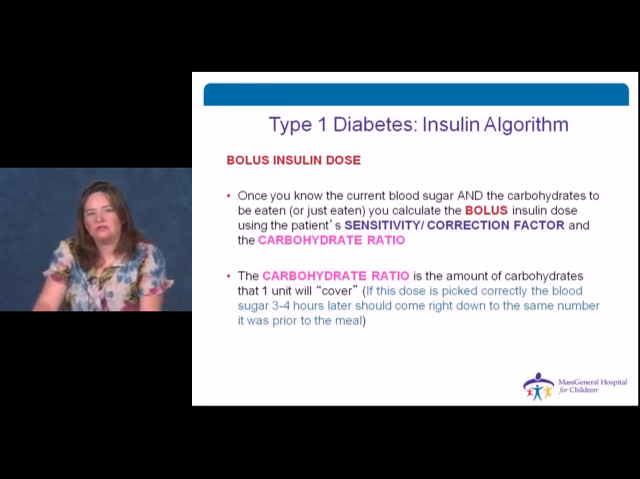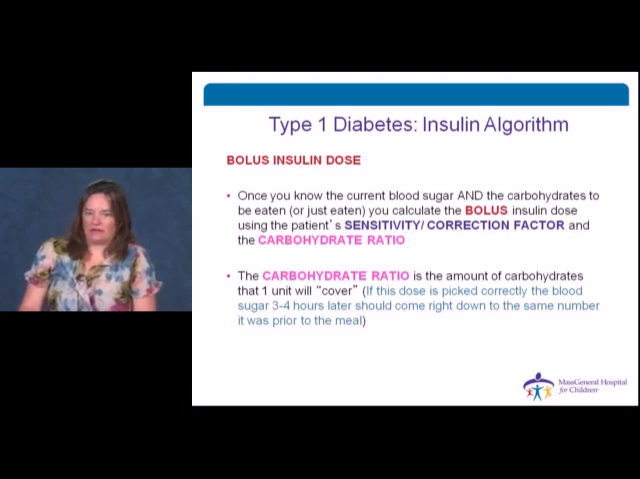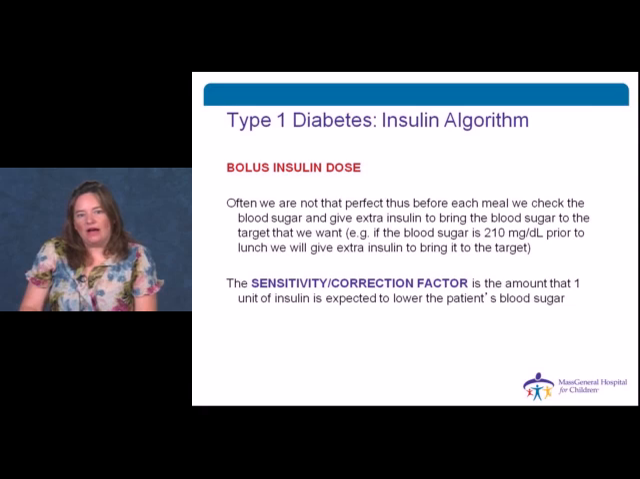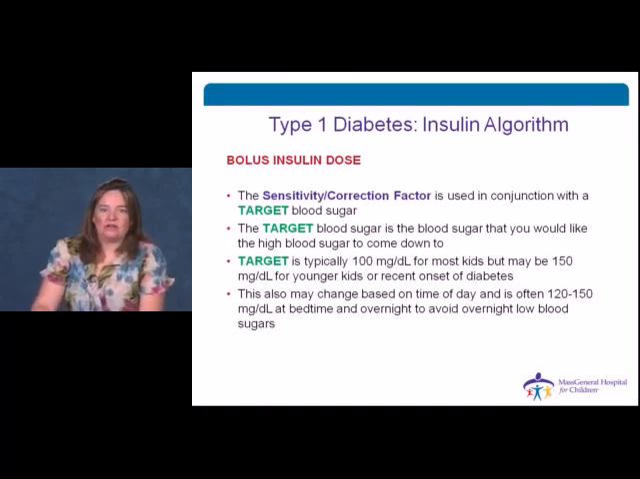So as I just mentioned, the bolus insulin is going to be partly based on a carbohydrate ratio and partly based on a correction factor. Carbohydrate ratio, just to reiterate, is going to hopefully bring the blood sugar back down to normal for the amount of carbohydrates eaten. And the sensitivity correction factor is to account for the amount that the blood sugar is above where you want it. Where you want the blood sugar to be is called the target.